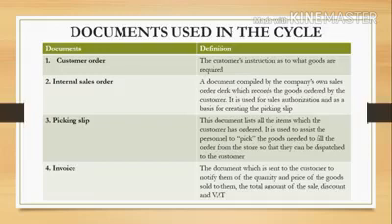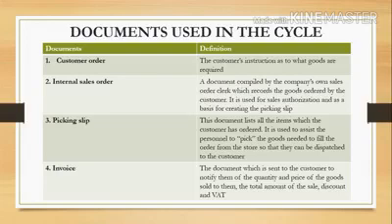The first document that is used is called customer order. Customer order is the customer's instruction as to what goods are required. When a customer places an order, we use what we call a customer order. The second one, internal sales order. An internal sales order is a document compiled by the company's own sales order clerk, which records the goods ordered by the customer. It is used for sale authorization and as a basis for creating the packing slip, meaning that immediately after taking the order from the customer using a customer order, it is going to be turned into an internal sales order that is later going to be converted into a packing slip.